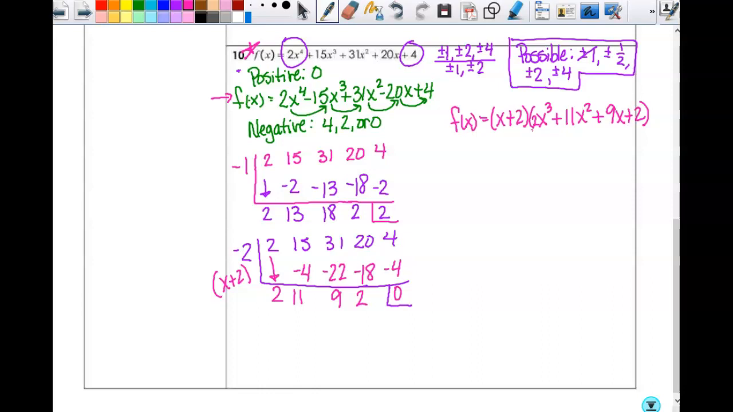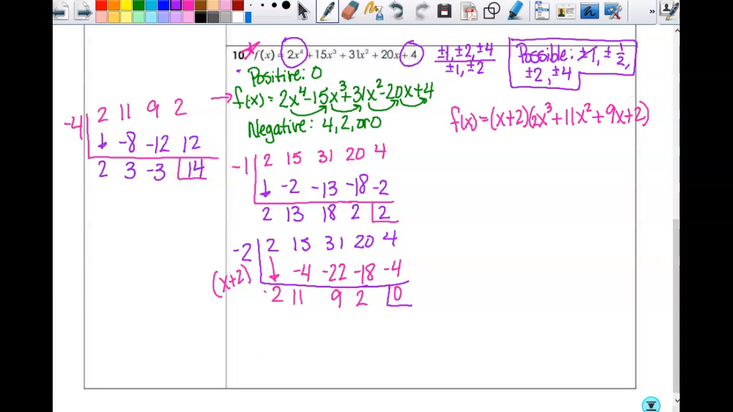So now I will try the 4, right? So I've already done -2. So now I'm going to try -4. I'll do it over here. So I'm going to try -4. And I'm going to use the reduced one. I get to use this because it worked. 2, 11, 9, and 2. So bring my 2 down. This is -8. This is 3, -12, -3, 12, 14.